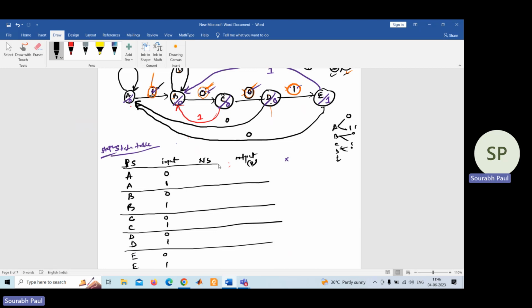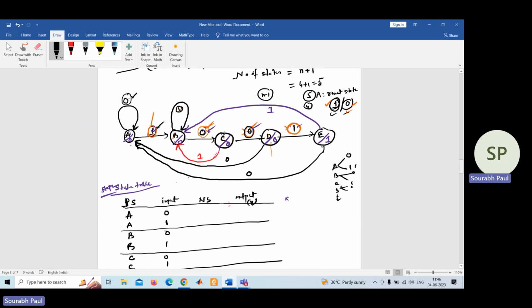Okay. Now, see, if your present state is A, if the input is 0, then which state are you moving to? If your present state is A and you have the input of 0, you have this self loop, meaning the next state will again be A only. Now, if you have the state A and your input is 1, where are you moving? If you have A and the input is 1, then you are moving to B. Now, if your present state is B and you have the input of 0, where are you moving? You are moving to C. And if you have the input of 1 in case of B, where are you moving? You have the self loop, meaning if you start from B, you come back to B.